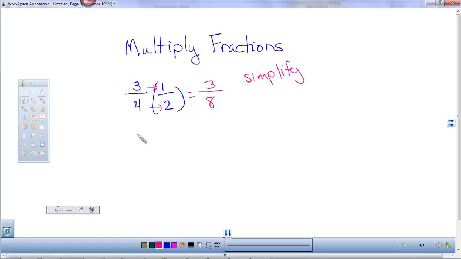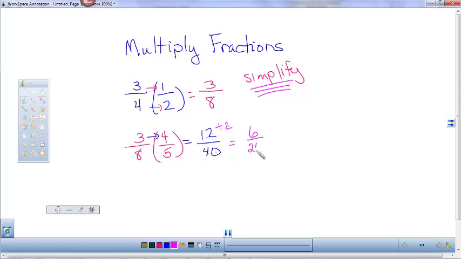If I do another one, 3 over 8 times 4 over 5, if I directly multiply, I get 12. 8 times 5 is 40. And then I have to check to see, can I simplify? Well, these are both evens, so yes. If I divide 12 divided by 2, 6. 40 divided by 2 is 20.